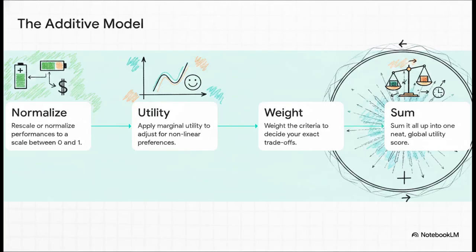Section 3. Inside the additive model. All right, so how do we actually calculate that global utility score? We use something called the additive model. This is literally the most popular and widely used MAUT approach out there. And we can break it down into 4 logical steps without getting totally bogged down in academic equations.